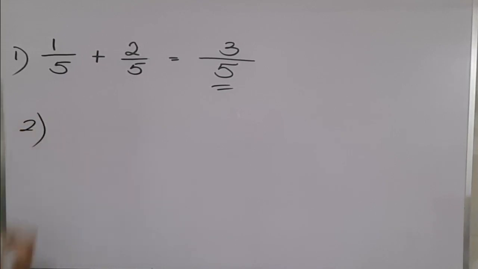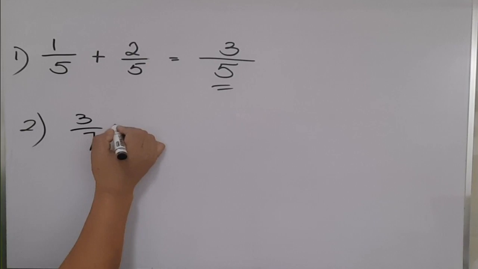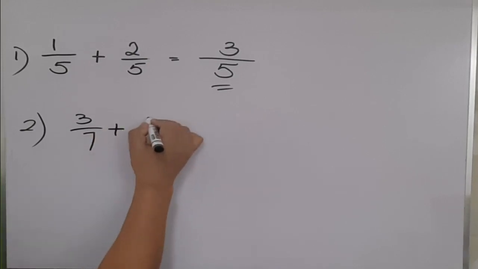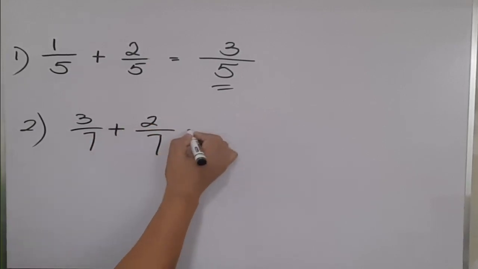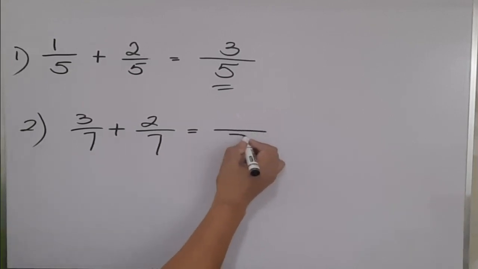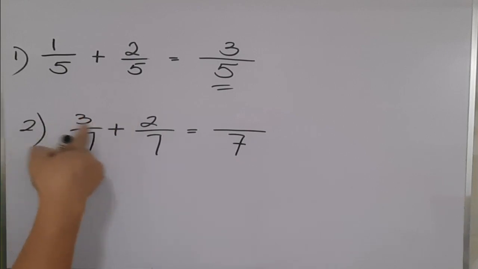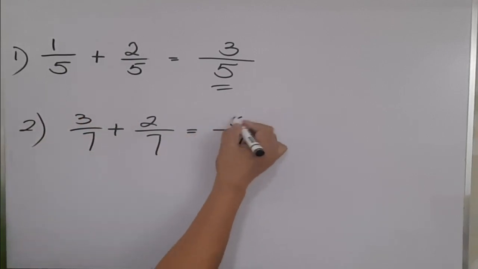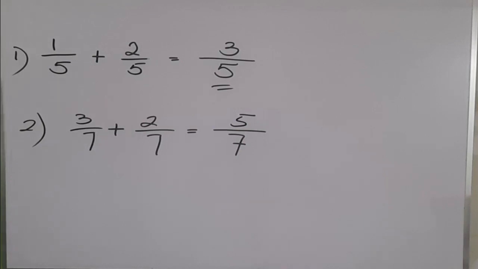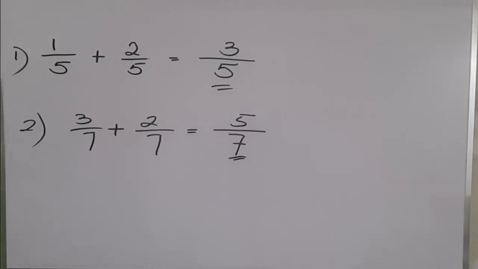Okay, example number 2, 3/7 plus 2/7. Okay, kunin natin ang kanilang common denominator, which is 7. And then we add the numerators. 3 plus 2 equals 5/7. Therefore, the sum of 3/7 plus 2/7 is equal to 5/7.